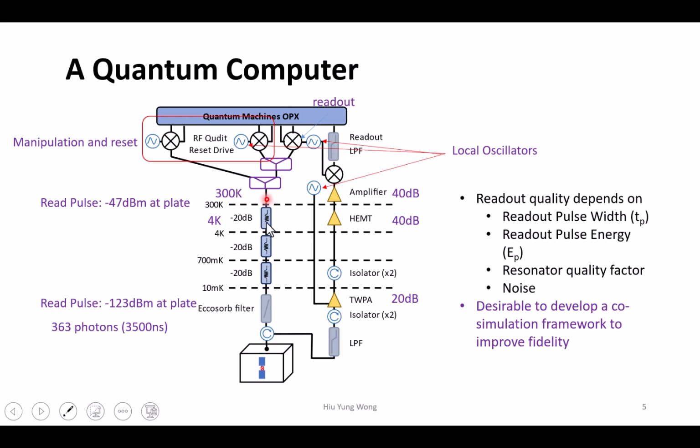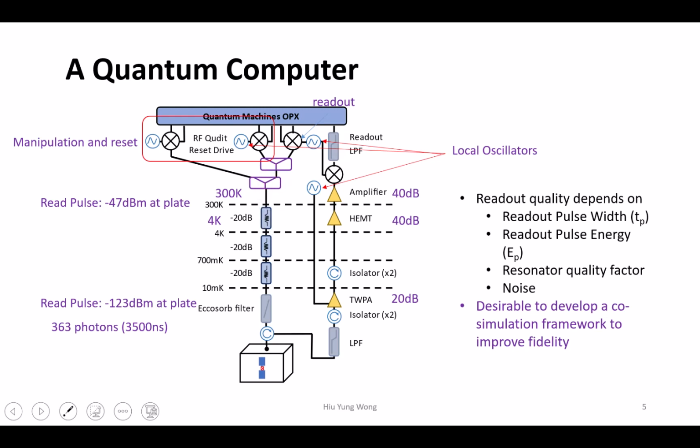So once we send the signal, what do we do? We actually have a fairly large signal. We try to make it large. And then we attenuate it through some attenuators: minus 20 dB, minus 20 dB from 300 Kelvin to 4 Kelvin, 4 Kelvin to 700 millikelvin, and then to 10 millikelvin. We keep attenuating. Why? Because we want to reduce the noise from room temperature. All your signal gets the thermal noise at 300 Kelvin. We need to reduce it so that it is lower than quantum noise when it reaches this qubit.